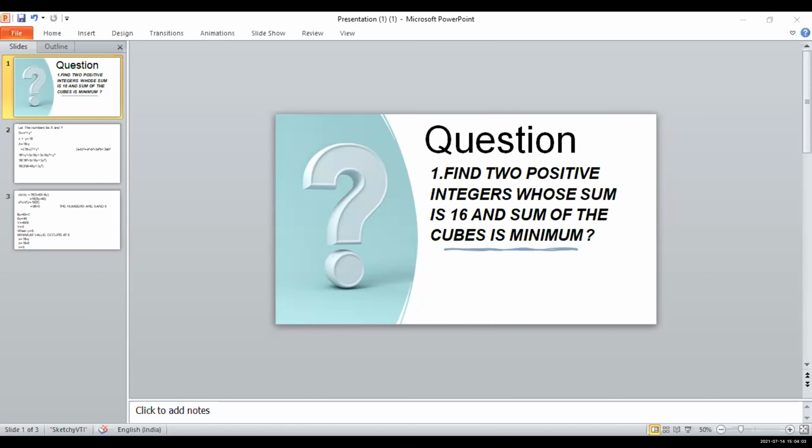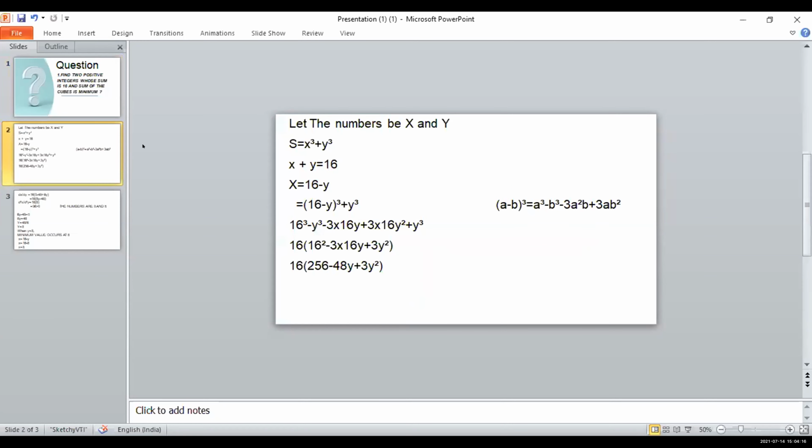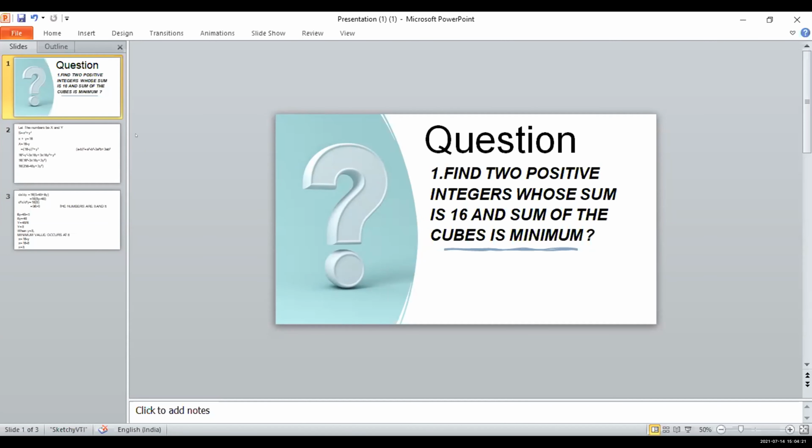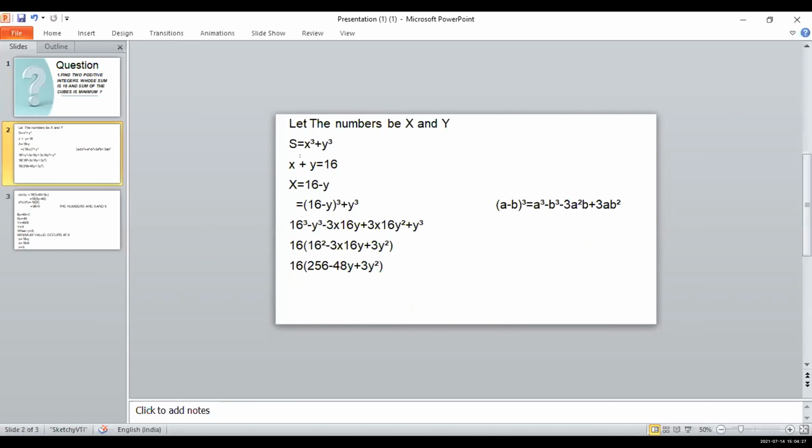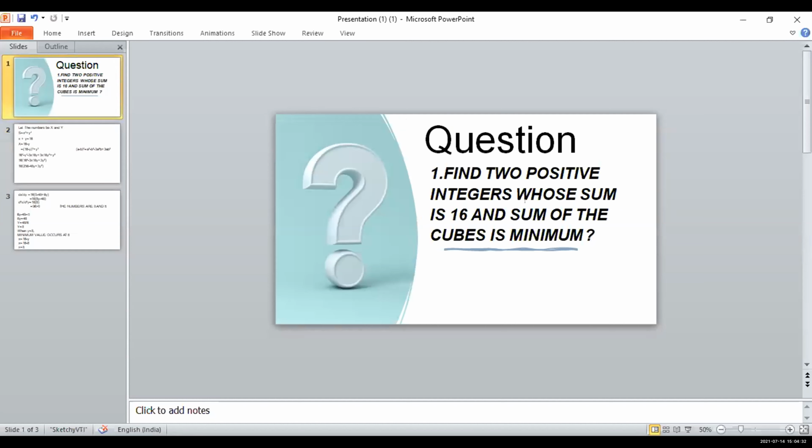Maximum and minimum. So here is the question. Find two positive integers whose sum is 16 and sum of the cubes is minimum. So we can start. We are taking the numbers x and y, and in the question it is given the sum of the cubes is minimum. So we are taking S is equal to x cube plus y cube, and the sum of the integers is 16.